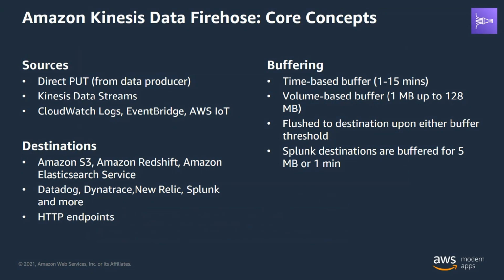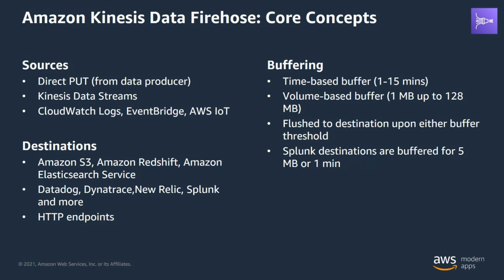There are various sources for Data Firehose. The first is a direct put from the data producer. You can send data using the Kinesis agent, the Data Firehose API, or the AWS SDK. You can also configure your Data Firehose delivery stream to automatically read data from an existing Kinesis data stream. And you can use CloudWatch logs, EventBridge, or IoT as a source.